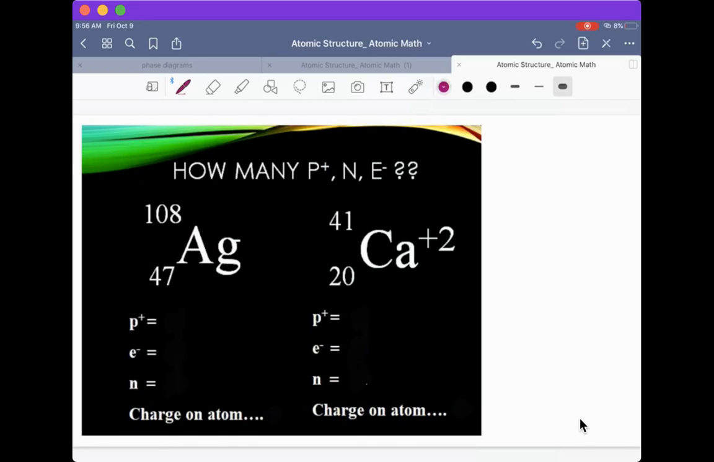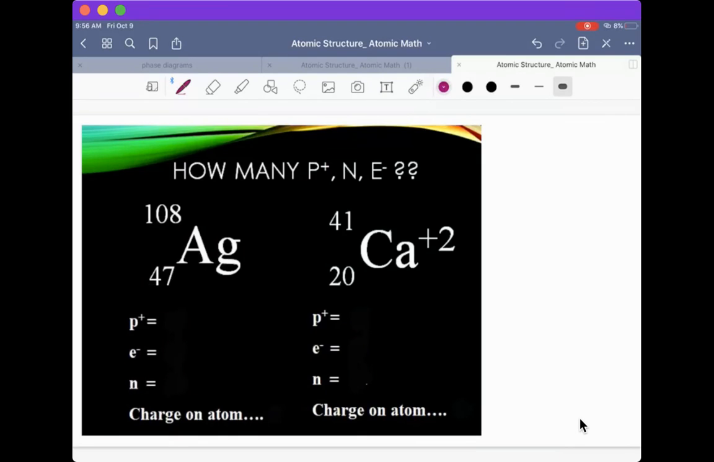Let's look at this one. We have Ag, which is silver, and it's telling us we have a mass number of 108 and an atomic number of 47. So let's see if we can figure out the charge on the atom, the number of protons, electrons, and neutrons from taking the information off of the nuclear symbol.